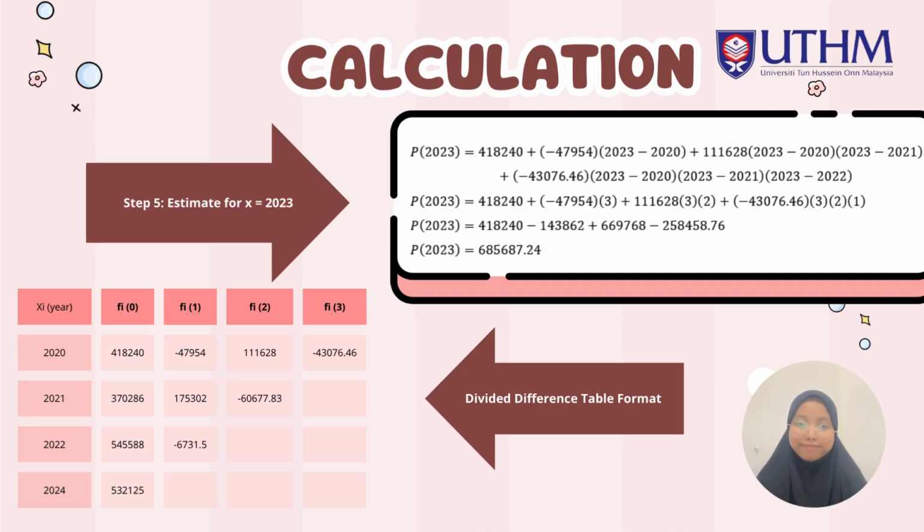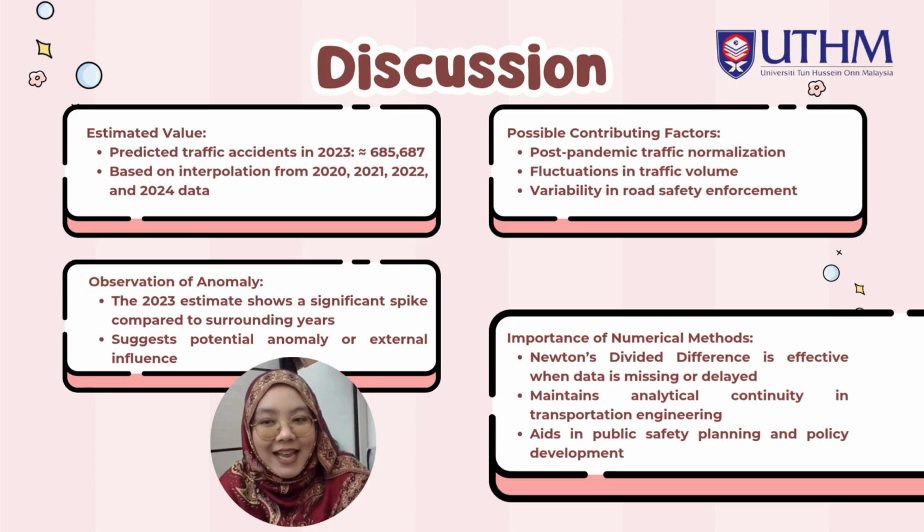Hello everyone, in this slide, I will be discussing our estimation of the number of traffic accidents of the year 2023 using Newton's divided difference interpolation method. Using available data from the years 2020, 2021, 2022 and 2024, we estimated the number of traffic accidents in 2023 to be approximately 685,687 cases. This value was calculated using a third-order polynomial interpolation, which was suitable given our four data points.